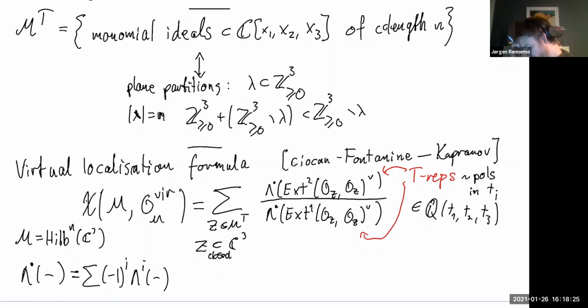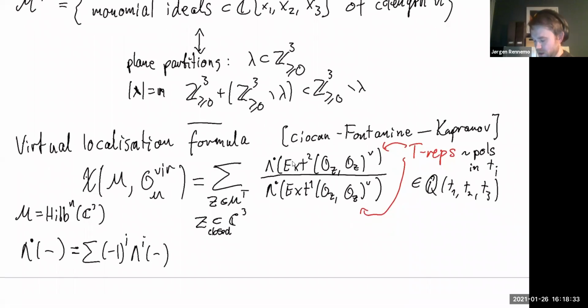Right. Okay. So this gives you one approach to what this invariant is and how to compute it.